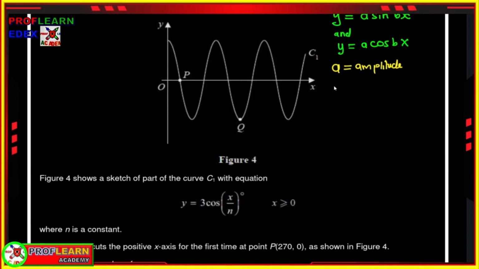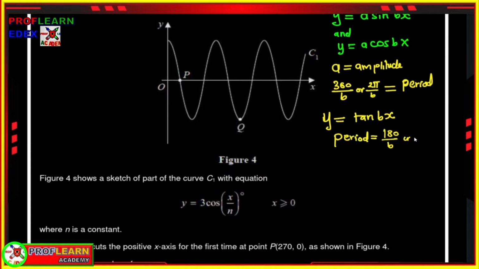And if you are asked to find the period, you are going to say 360 over b, or 2 pi radians over b if the angle was in radians. Now for tangent functions, for tan, the period is not going to be 360 over b. No, it will be 180. Period will be 180 over the value of b, or pi over b.